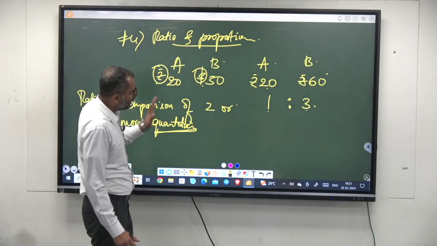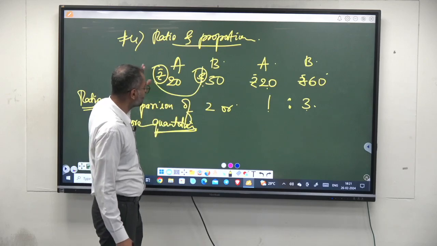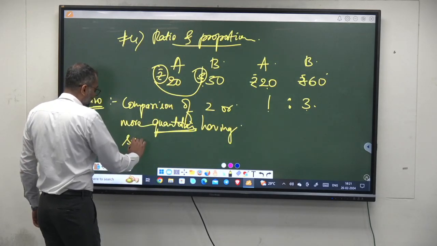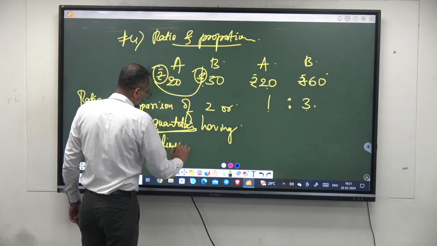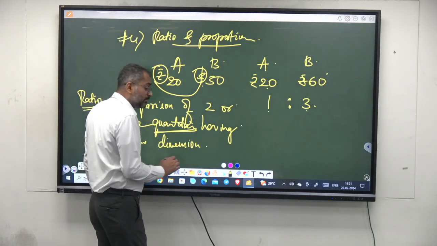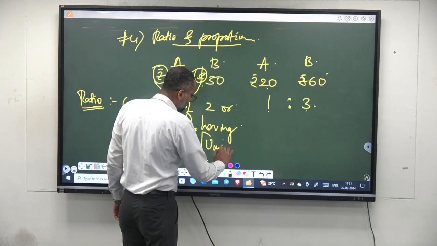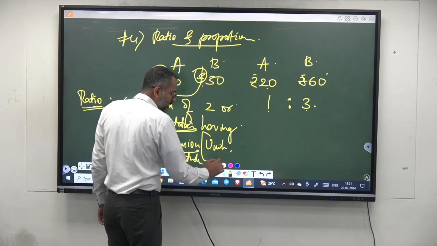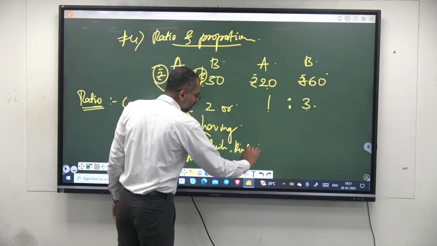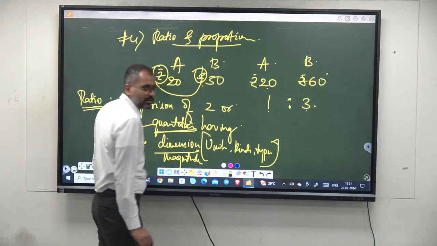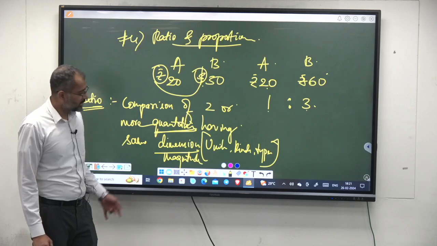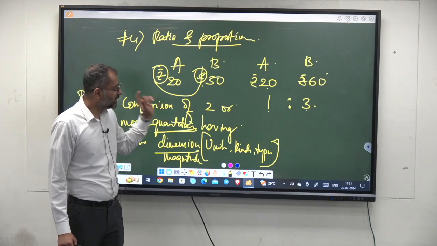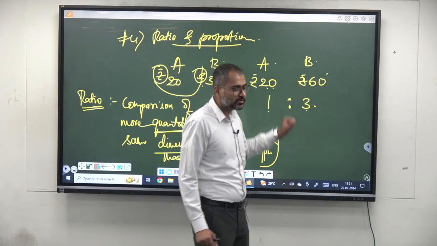So can we compare any quantities? No, they must have the same dimensions. Dimension can also be called magnitude, units, kinds, types. X under X, Y under Y. You have to compare it with Y only. Okay, this is called what? Ratio. Understood? Ratio.